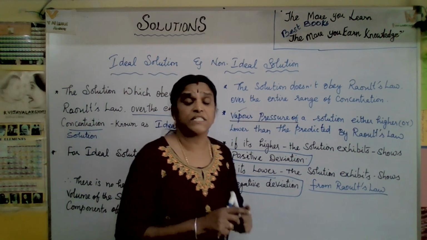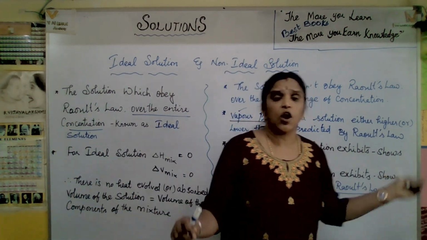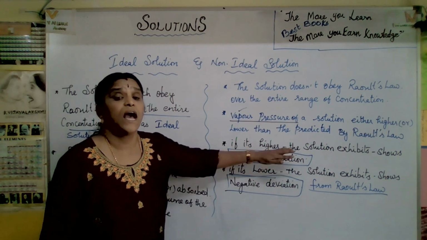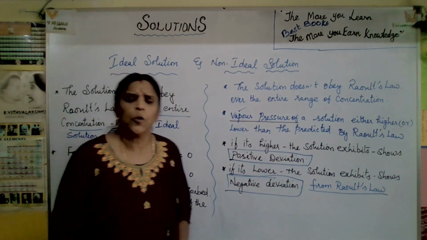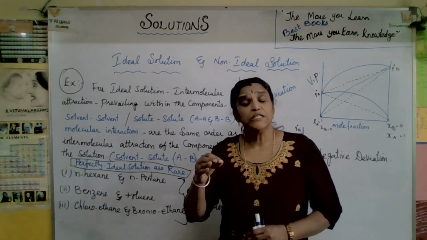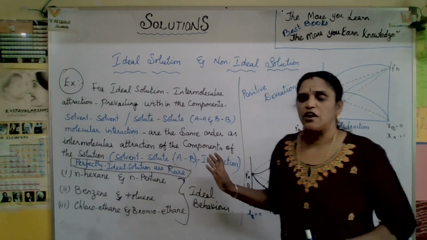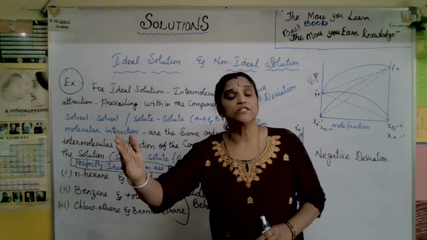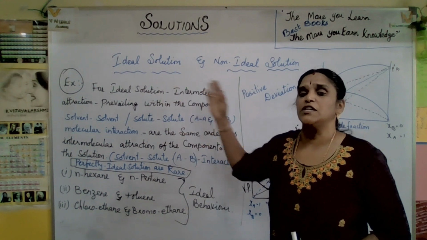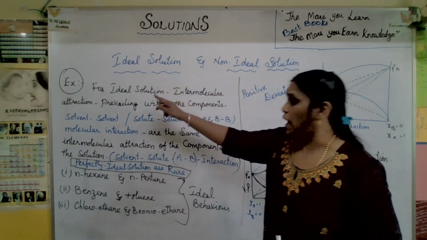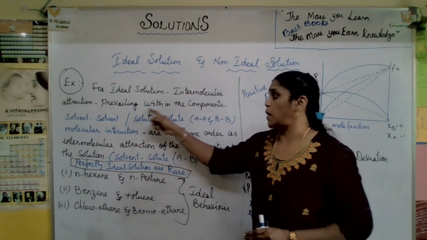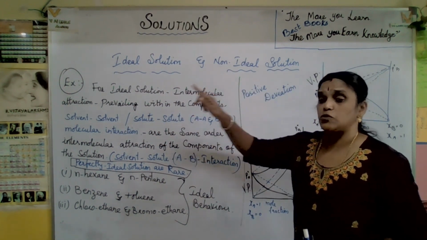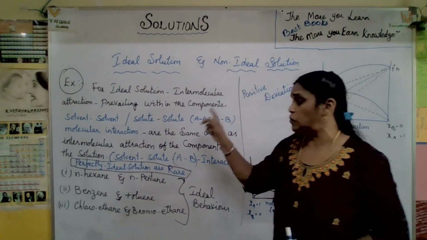Now let us check the examples of ideal and non-ideal solutions, the main graph for positive and negative deviation, and the examples of each very clearly. As we see the examples, I would like to mention the intermolecular attraction of solvent to solvent and solute to solute in ideal and non-ideal solutions. For an ideal solution, consider the intermolecular attraction prevailing within the components: A belongs to solvent-solvent, and B belongs to solute-solute.